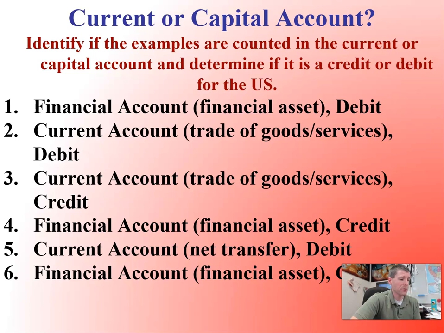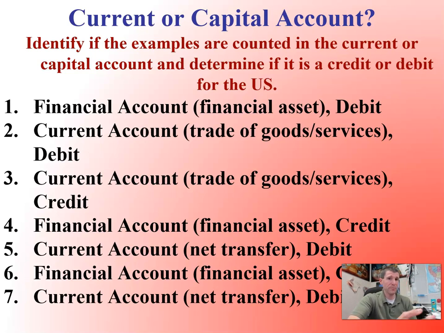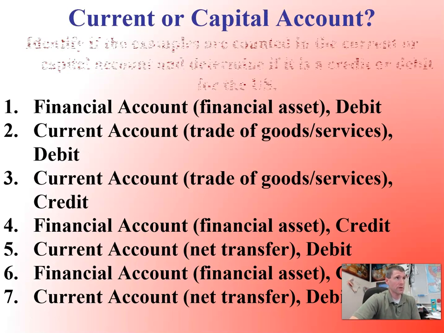And then finally, number seven, Italian tourists spend $5 million in the U.S., while American tourists spend $8 million in Italy. This would be current account, because this would be money movement, just straight up money going from one country to another. And for the U.S., this would be a debit, because you have more money leaving the country, going to Italy, than is coming back in from the other tourists. So on balance, you have $3 million more going to Italy than to the U.S. So this would be a debit for the U.S. current account.